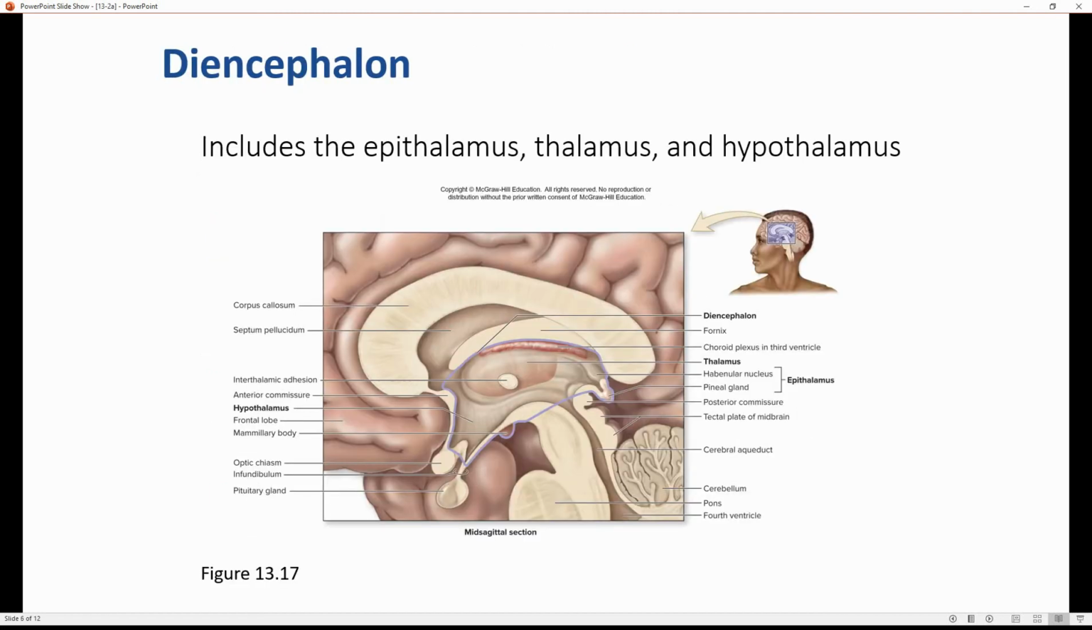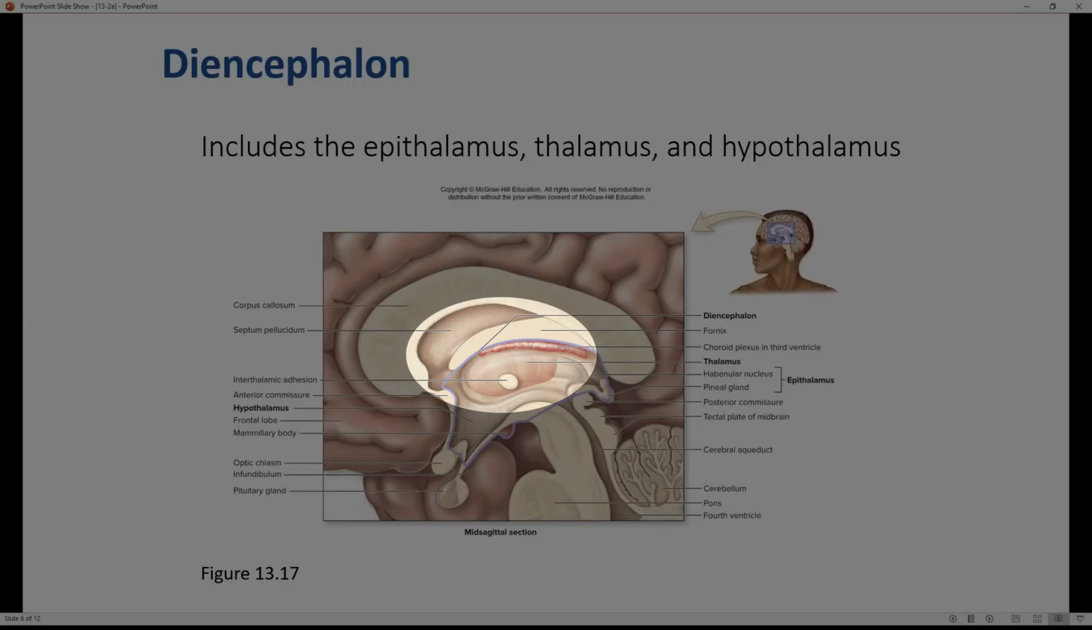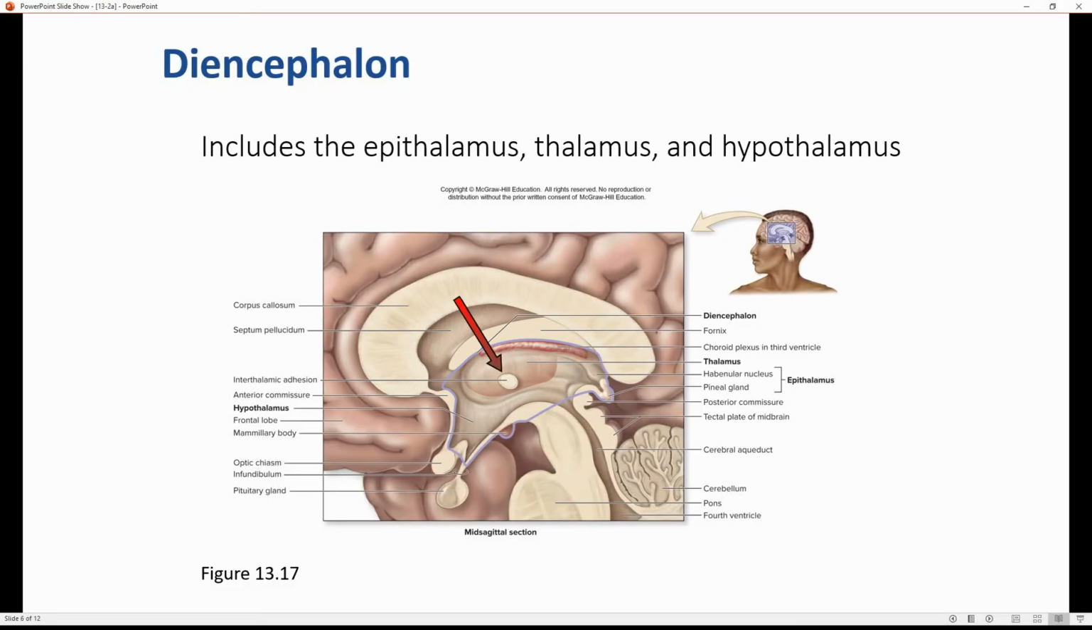Moving on into the diencephalon, we've got the epithalamus, the thalamus, and the hypothalamus. Here we've got our corpus callosum, and then our fornix, and then this whole area is the separation between the two halves of the thalamus. Here in the middle, we've got the interthalamic adhesion, and here at the back, we have the habenular nucleus.